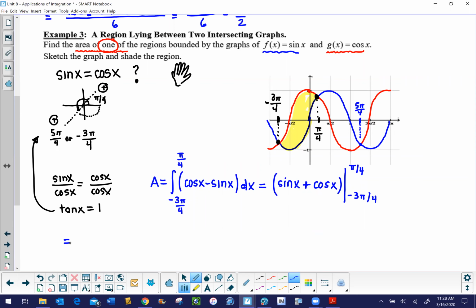And then who remembers trig values? We plug pi over 4 in, so the sine of pi over 4 plus the cosine of pi over 4. And then we're going to subtract, plug in -3 pi over 4, sine of -3 pi over 4, plus the cosine of -3 pi over 4.